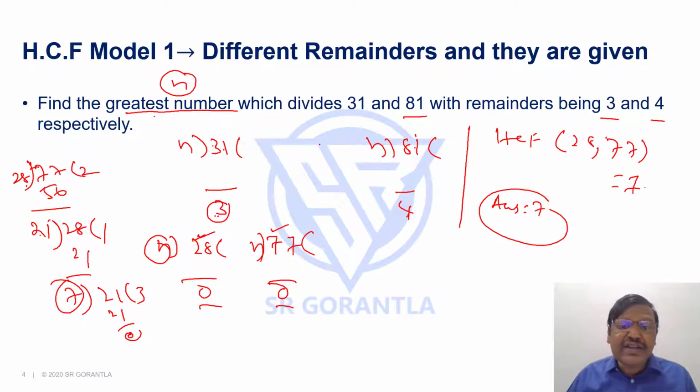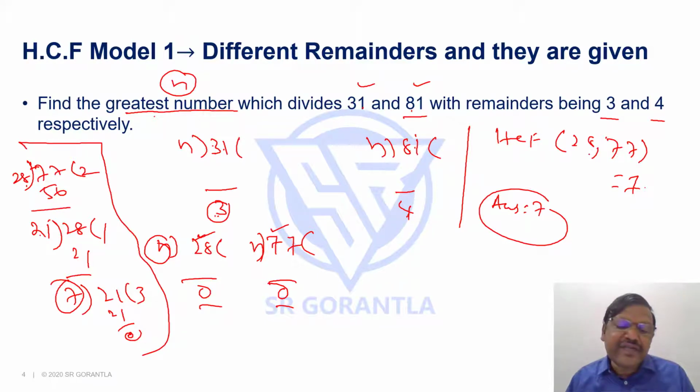Because 7 is the highest number that divides these two with the respective remainders 3 and 4. You can see 7 4s are 28, remainder 3, 7 11s are 77, remainder 4, right? But don't do all this big exercise for small numbers. You can directly say HCF of 28 and 77 is 7. Done? This is how a model 1 question can be asked.